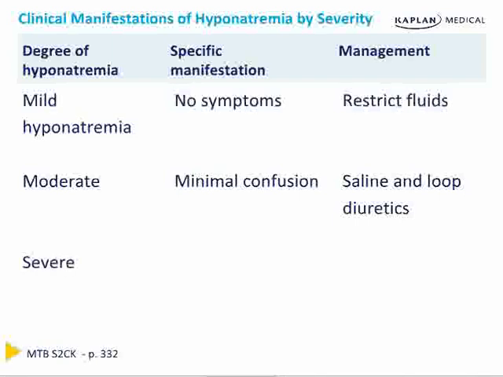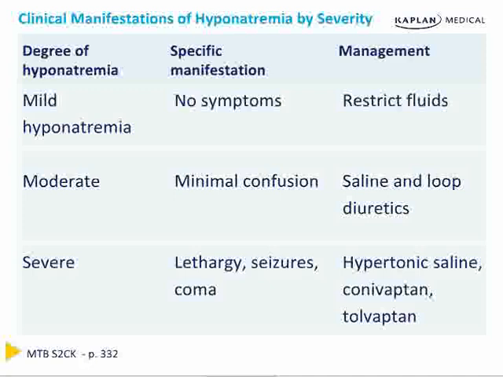Now, if the hyponatremia is severe or very sudden in onset, this is where we see the neurologic symptoms such as lethargy, seizures, or ultimately a coma. In this case, the treatment is more aggressive. This is where you'll choose 3% hypertonic saline or ADH antagonists such as conivaptan or tolvaptan. Now, these medications are no joke. You have to give them IV, it has to be in a controlled setting, and there has to be careful monitoring of the patient while these medications are being given.